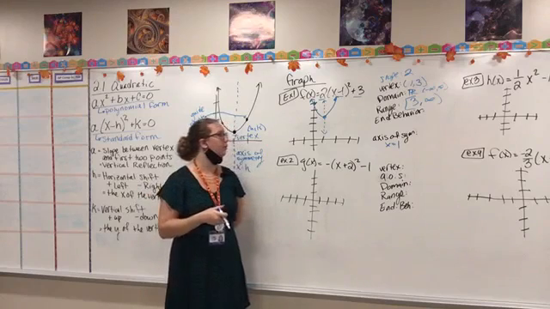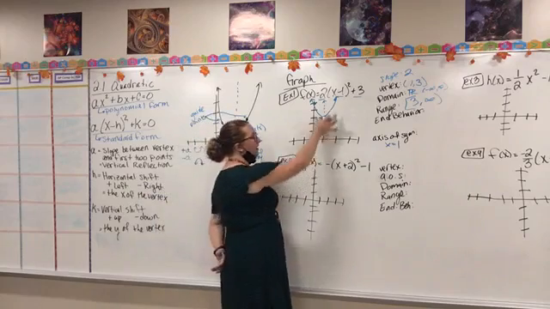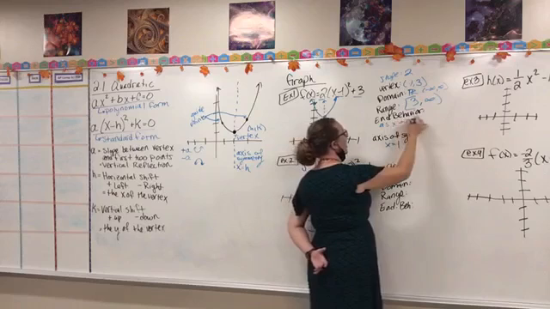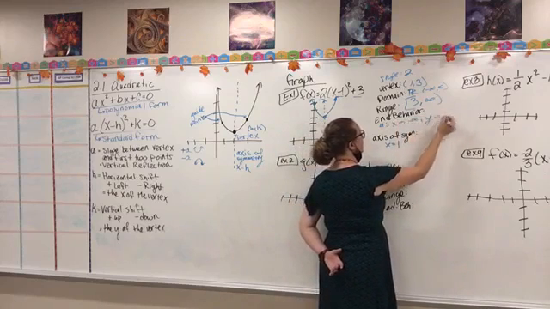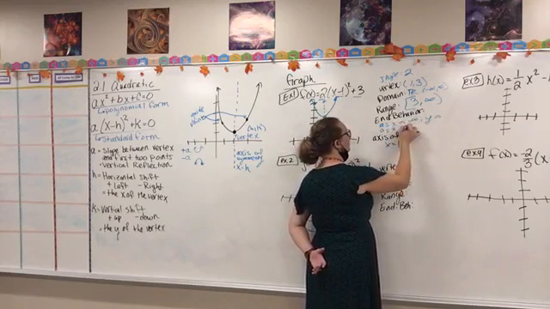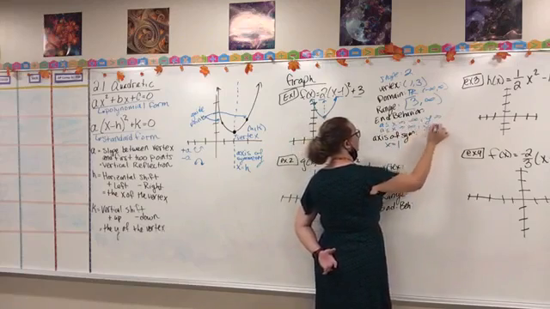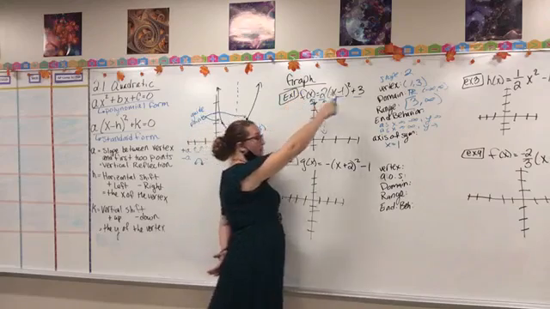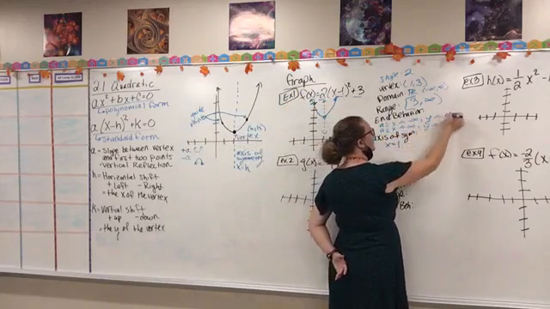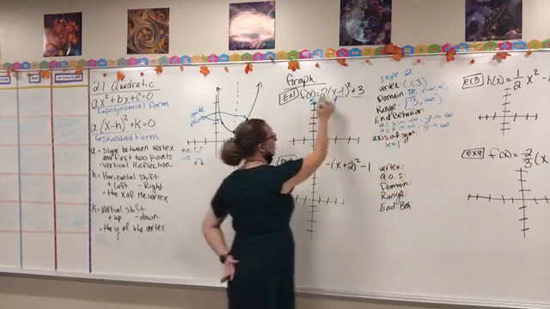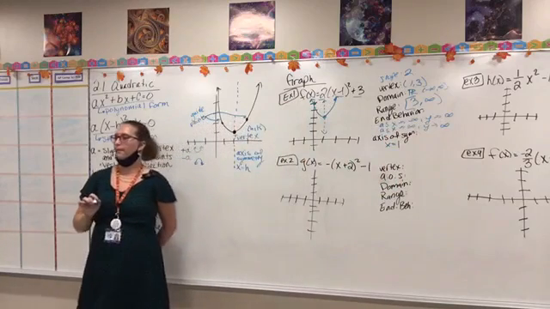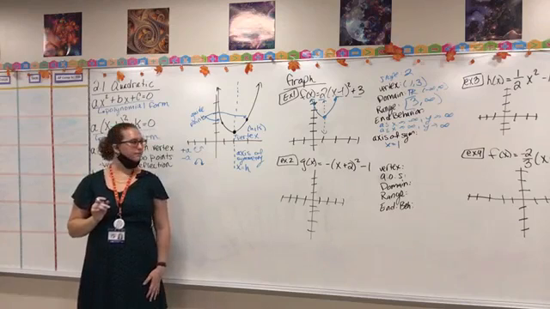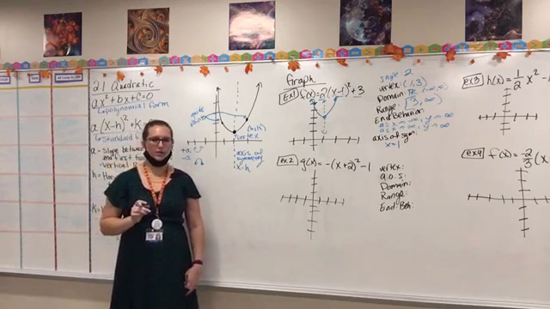And then my end behavior depends on my ends. So as x approaches negative infinity, what does y approach? As x goes left, y goes up. So I'm approaching positive infinity for both, because both ends are going up. Questions on that?